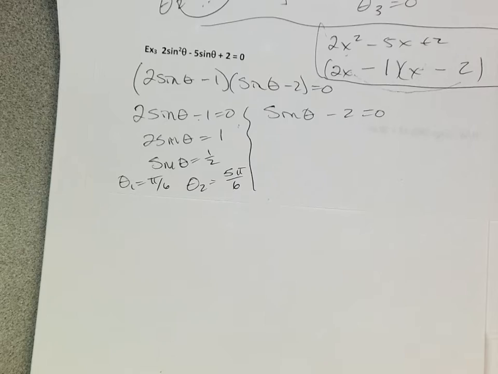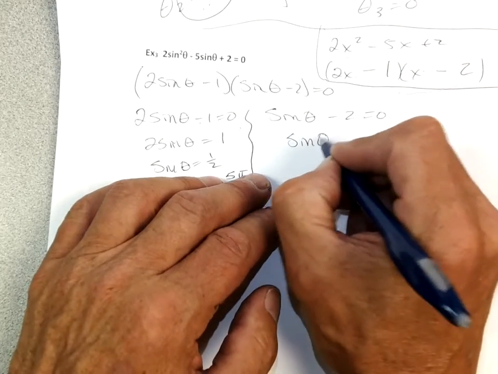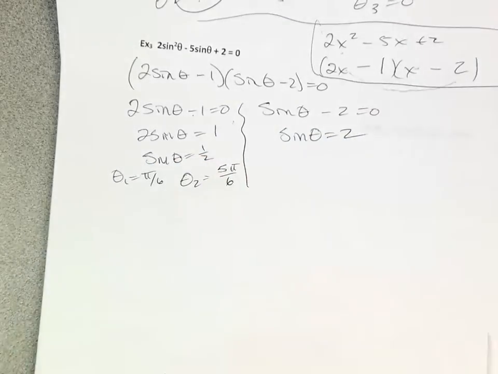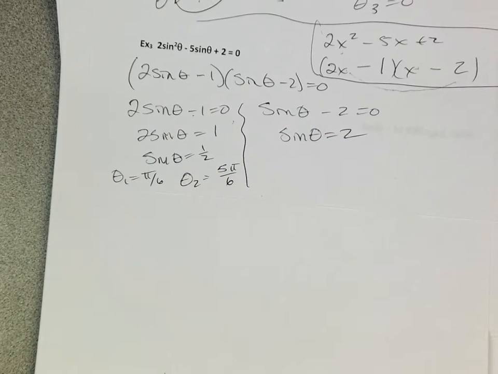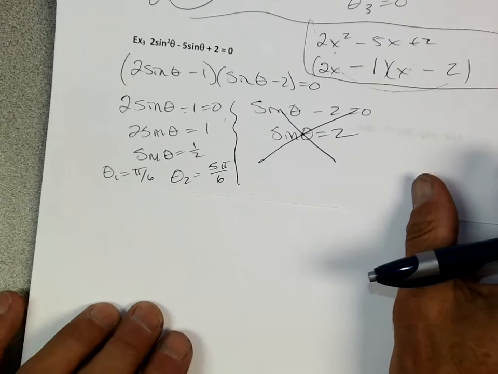Now we have the other half to do. But you guys are going to see how easy this one is. Sine theta equals 2. Can't happen. What's the highest up you can go in the unit circle? 1. You can't get to 2, can you? Throw that one away. There you go. We're just about done. Flip it.